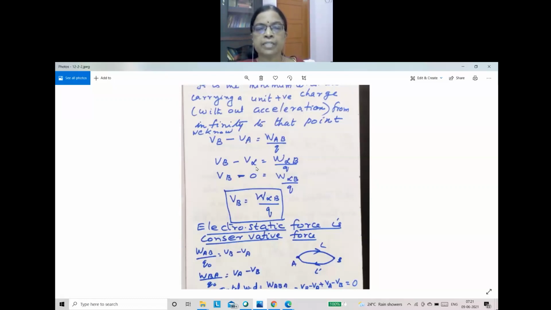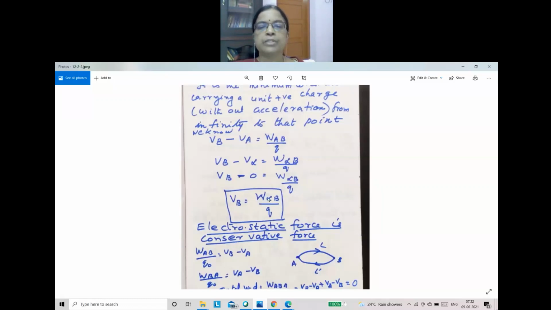We know that in the case of the gravitational field also, we have studied that at infinity, potential is considered to be 0. Just like that, both are conservative fields. So V infinity is 0, VB minus 0 equals W infinity B by Q. So VB equals W infinity B by Q.